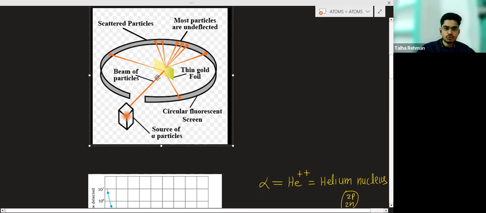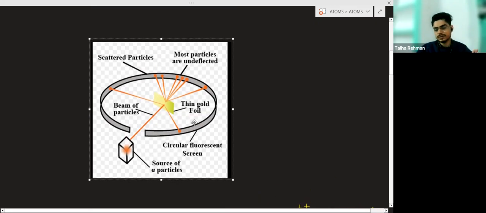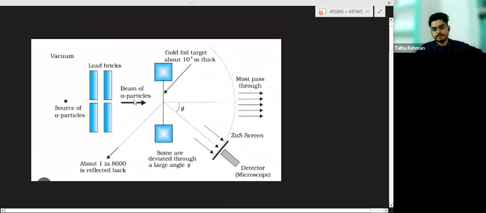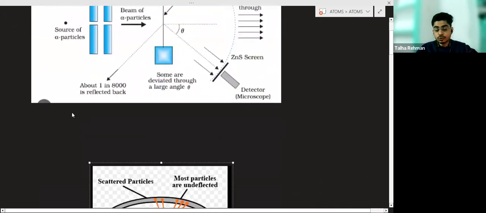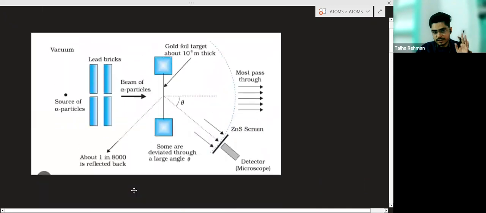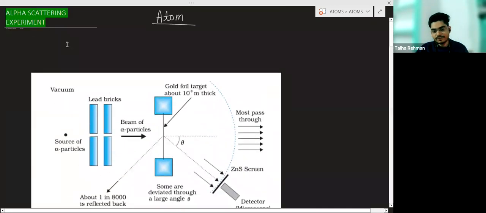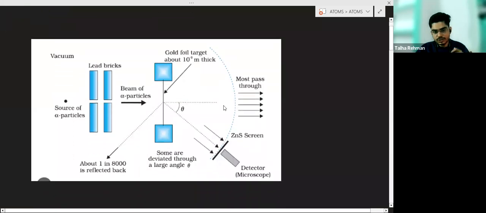So basically I am removing this now. This is the setup as shown in the NCERT diagram. So don't get confused. In the exam, if they ask for the alpha scattering experiment, you will draw this diagram.